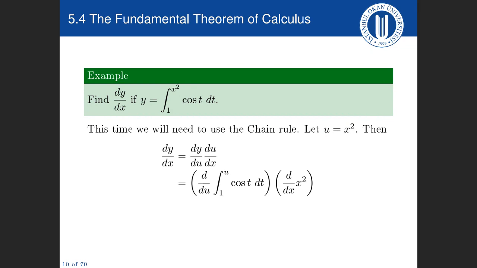Then, by the chain rule, dy/dx is dy/du times du/dx, and dy/du is d/du of the integral from 1 to u of cos t dt. We know how to do that. And then multiplied by the derivative of x squared. We know how to do that. For the first one, all we're going to do is take our integrand cos t and replace the t by u to just get cos u. And of course, the derivative of x squared is 2x. So the answer to this question is 2x cos x squared.